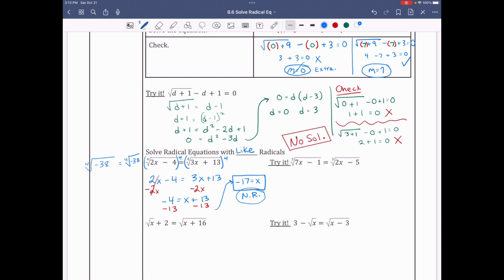All right. Go ahead and try it. And this one you don't have to worry about if your solution gives you a negative radical because it's a cubed root. So try that in your groups and then we'll come back.